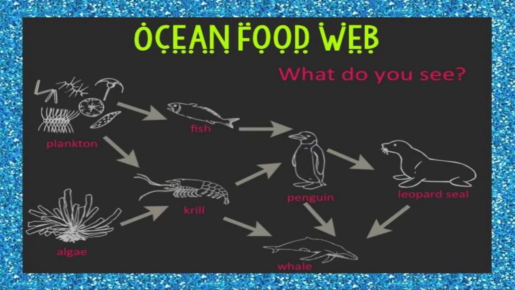Here's another ocean food web. What do you guys see? What are some observations that you may see? We have some plankton. We have two arrows flowing from the plankton, one to fish, one to krill. We also have algae flowing to krill. And then krill, we have two arrows flowing to consumers.